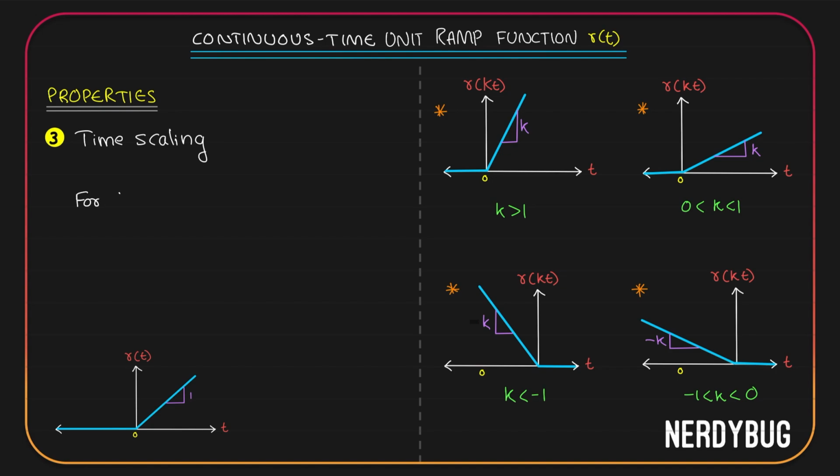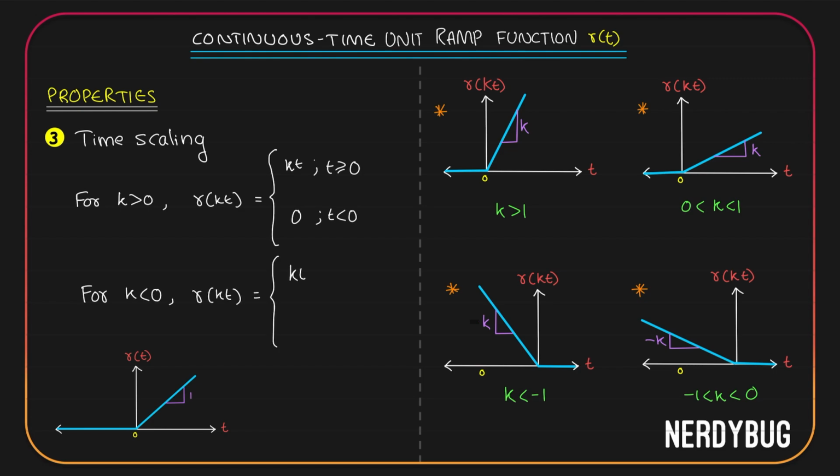Mathematically, let's write it down. For k greater than 0, r of kt will be equal to kt if t is greater than or equal to 0 and 0 if t is less than 0. That is what we saw in the first two cases. For k being less than 0, r of kt will be equal to kt if t is less than or equal to 0 and 0 if t is greater than 0. That is what we can see over here.